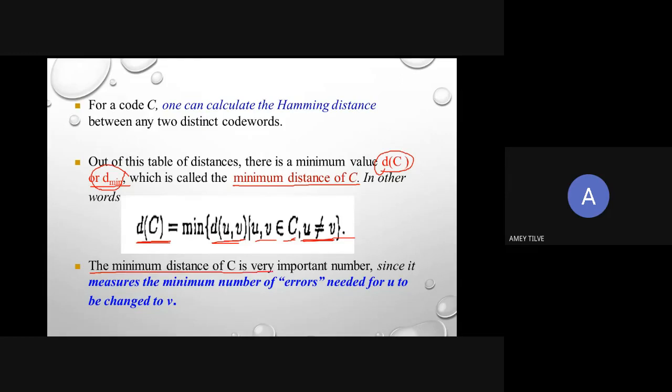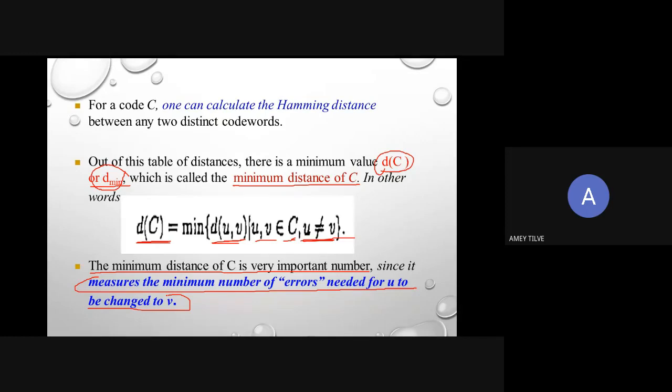The minimum distance of C is a very important number, since it measures the minimum number of errors needed for u to be changed to v. It tries to find the minimum number of errors needed for vector u to be changed to vector v. Don't get confused. I hope you have understood Hamming distance. Very simple: it is the places where two vectors differ. And the minimum distance of C measures the minimum number of errors needed for vector u to be changed to vector v.